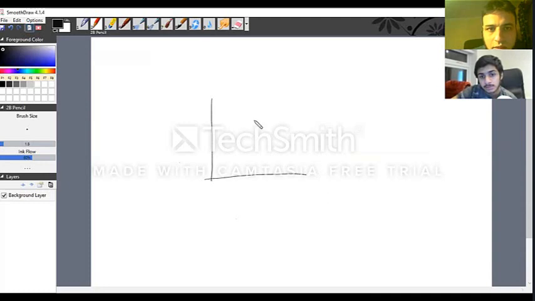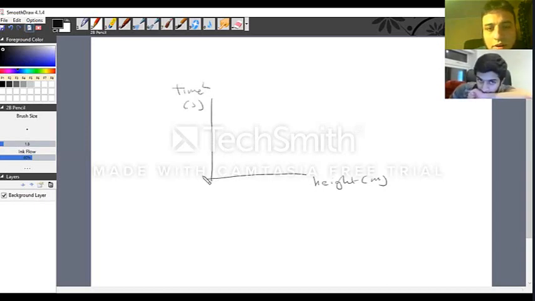Height against time squared. So where's your height and where's your time going to be? Height is going to be the X axis. Yes, because height's an independent variable. Height's going to be in meters, and time squared is going to be in seconds. So if height's an independent variable, what am I going to be changing all the time when I drop the ball?